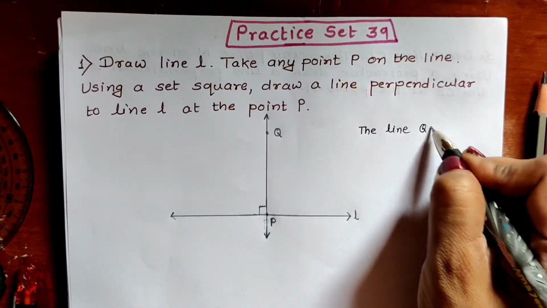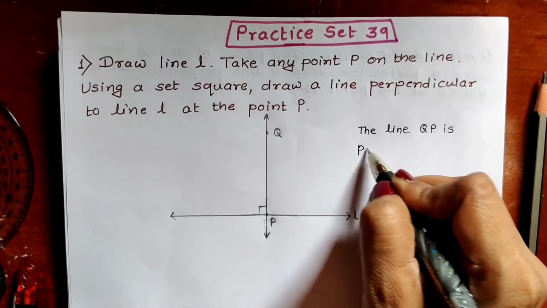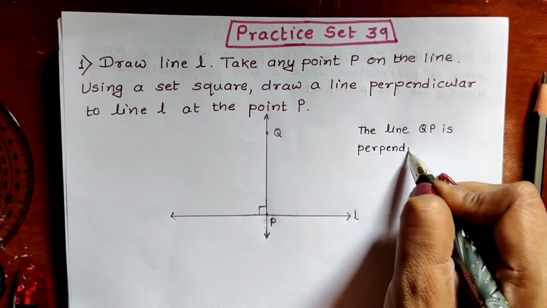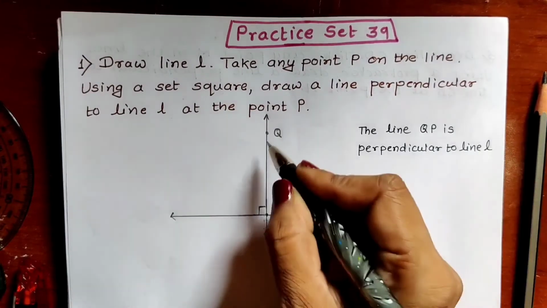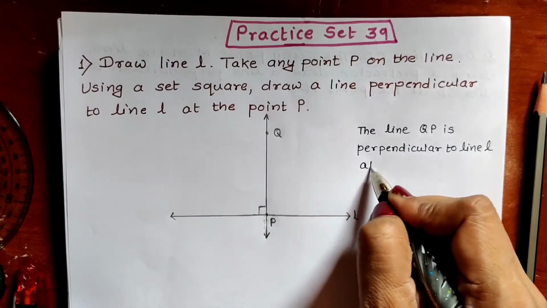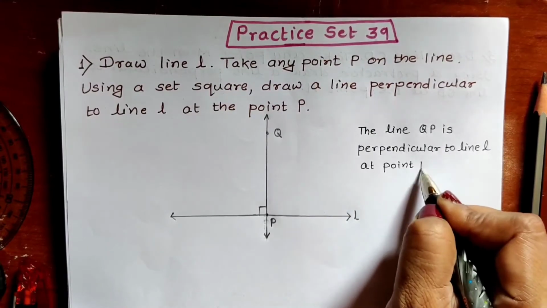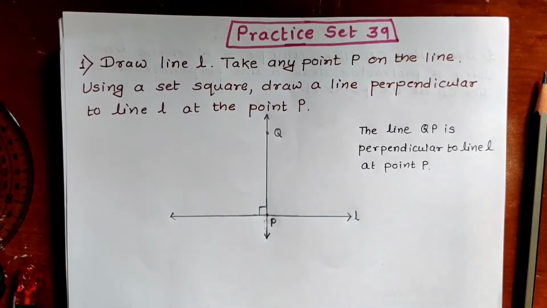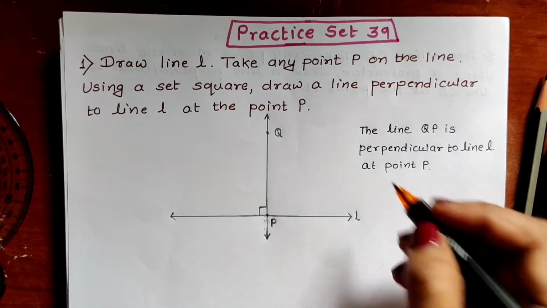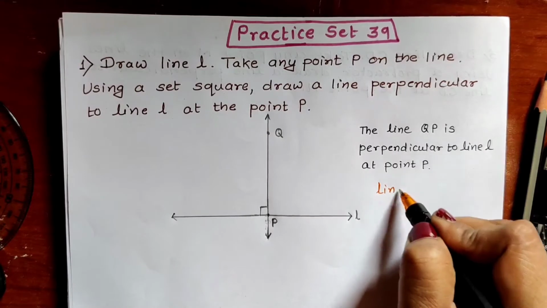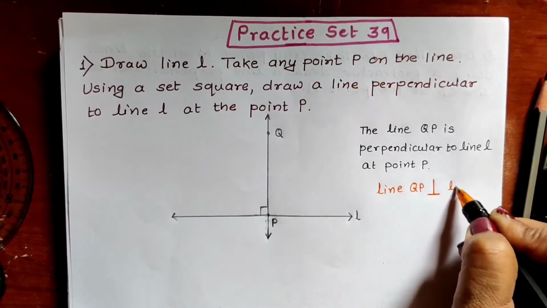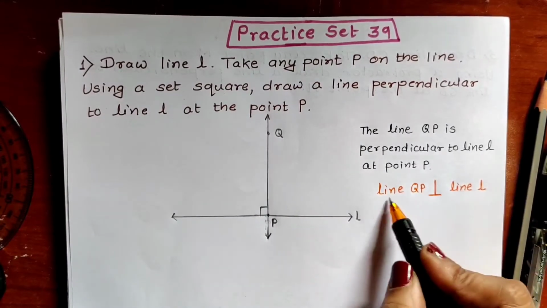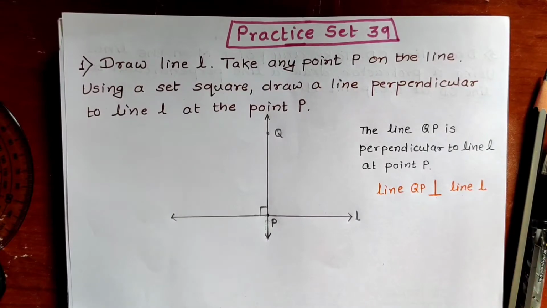QP is perpendicular to line L. QP is perpendicular to line L at point P. In this way we can write in words, and in symbol, I told you, we have to use the inverted T. So line QP perpendicular, this is the symbol for perpendicular. Line QP is perpendicular to line L. In this way we can write it and draw the perpendicular line.